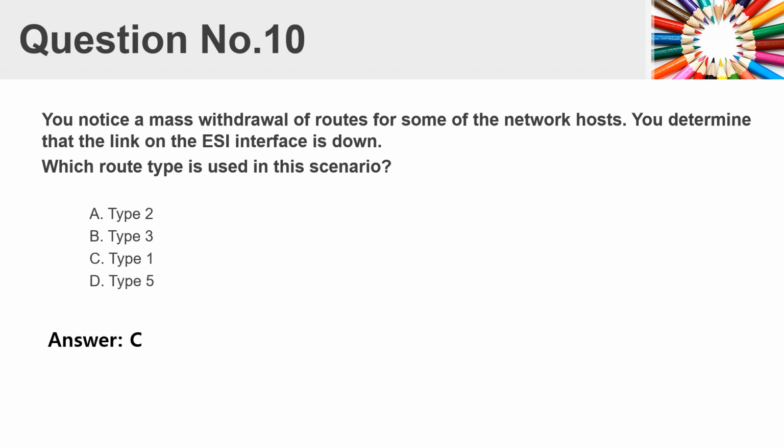Question number 10. You notice a mass withdrawal of routes for some of the network hosts. You determine that the link on the ESI interface is down. Which route type is used in this scenario? A. Type 2. B. Type 3. C. Type 1. D. Type 5. Answer C.